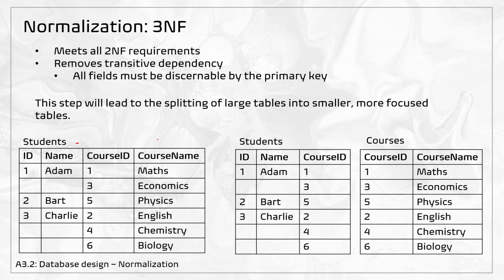To fix this, the table can be split into separate tables, students and courses, where students has one key ID, and of course the course ID depends on the student ID as well. And there's a separate table, courses, that stores the course names alongside the course IDs. And this makes sure that the course ID is the primary key, and the course names all depend on the primary key alone.